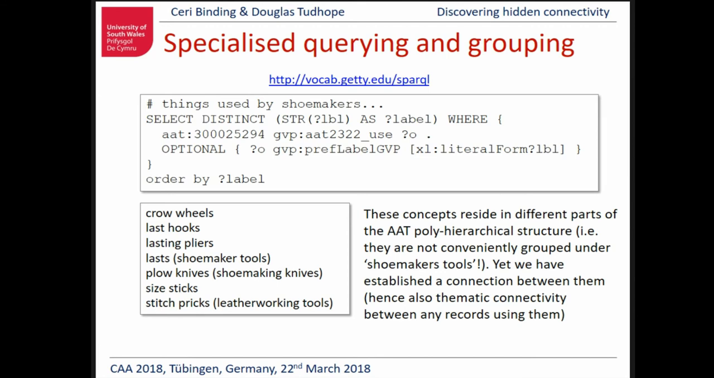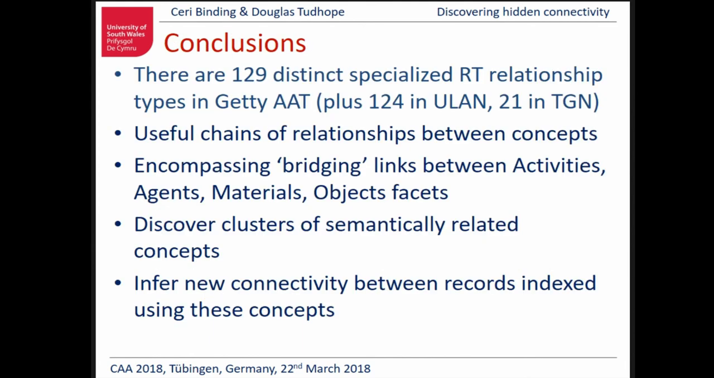And so what things do shoemakers use? And we get back a list of things that they use. We've got a kind of thematic connectivity between those things. And again, if you plug that into your own data, and you've got data indexing those IDs, you can do thematic connections on your data. So there's 129, as I say, distinct specialized relationship types just in the Getty AAT that we can employ and use. There's another 124 in ULAN and 21 for the Thesaurus of Geographic Names. So I think it's a bit of an untapped resource, really.